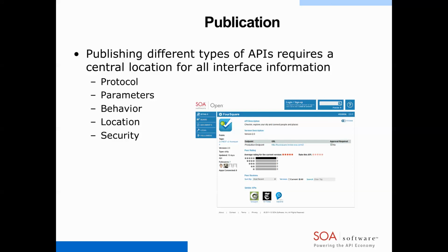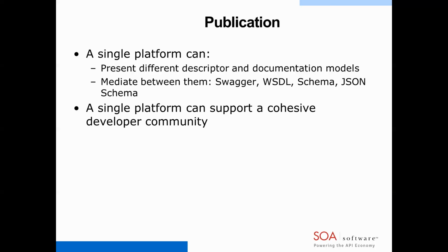Security is going to be radically different depending on whether it's JSON REST with OAuth potentially, or whether it's WS security, perhaps using SAML for SOAP over HTTP. So there's a lot of variability potentially in these different kinds of interfaces or APIs that you're going to be exposing. So a single platform needs to be able to, or should be able to, present different descriptor and documentation models.